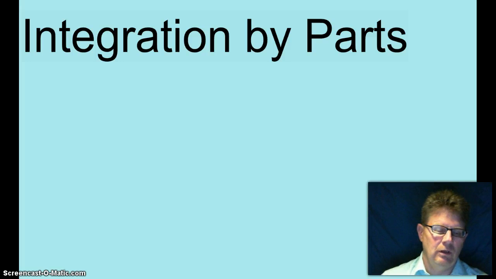It just switches one integral for another, and it's based on the product rule, but it itself is not the product rule. It just kind of switches out some things. So right now we're going to use the product rule to show you how integration by parts works. Yeah, it's a little crazy.